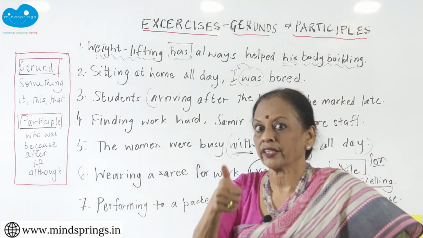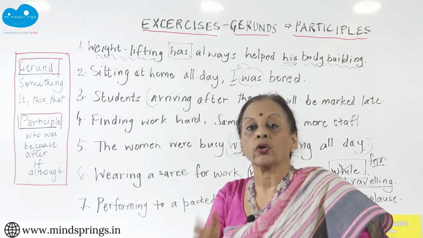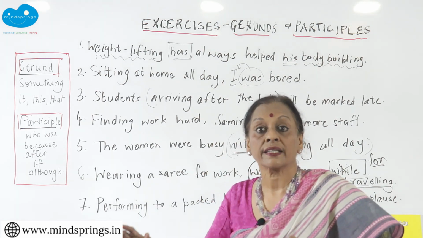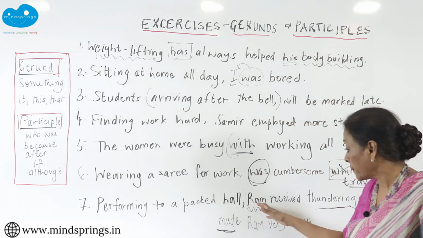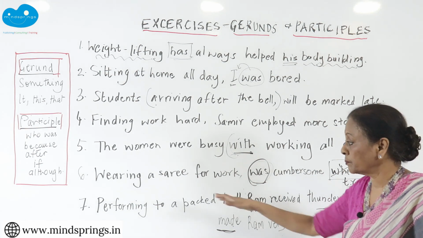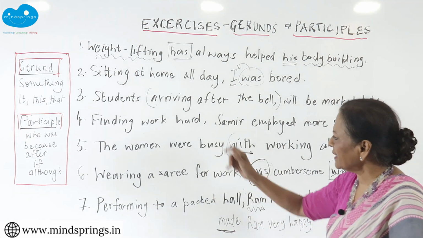You have to do whether it is hitting a verb, whether it is a subject of a verb, or whether it is telling you more about the subject, which is Ram. Ram received. Performing to a packed hall did not receive, Ram received. Let us take another one.